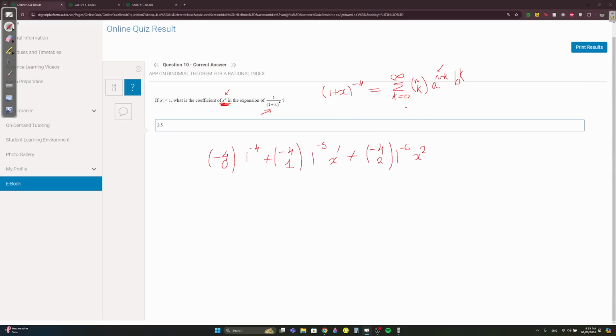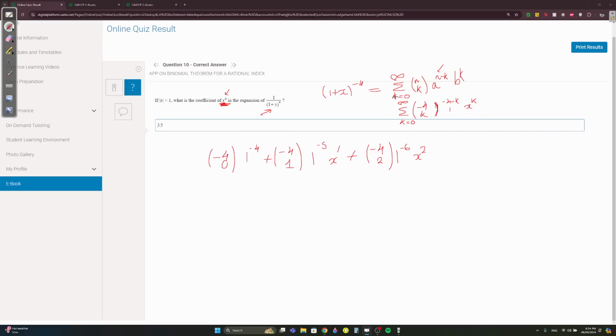Remember, write down your general term. K equals 0 to infinity. N in this case is negative 4, so negative 4 ck. This is my general term, I'm writing it down. A to the power of negative 4 minus k. B to, not A, it was the 1. 1 to the power of negative 4 minus k. And then x to the power of k.